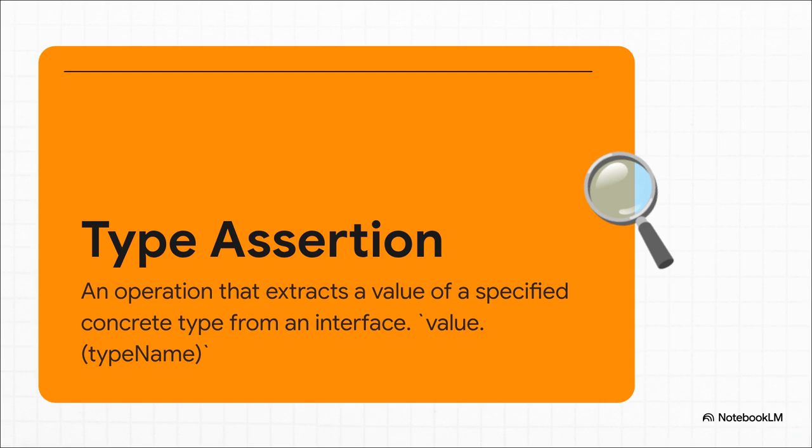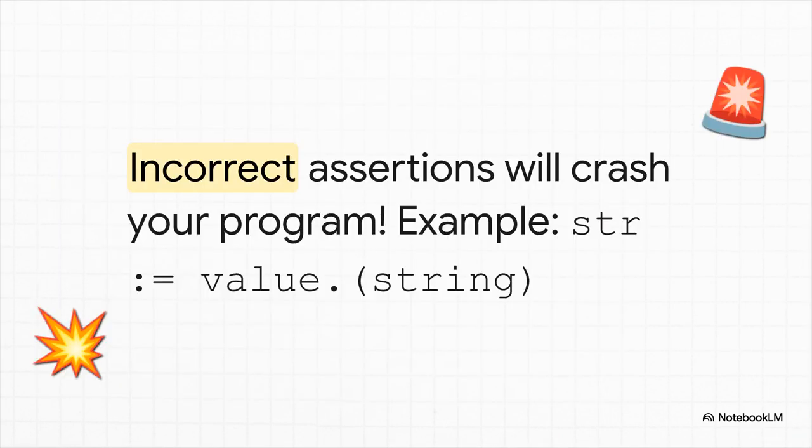It's you, the programmer, making an explicit request to unwrap the interface and get that concrete value out. But, and this is a huge but, there's a catch. If you're wrong, if you assert that the value is a string, but it's really an integer, your program is going to panic. It's going to crash hard. This direct assertion is basically you telling the compiler, look, I am 100% positive about this type, and if I'm wrong, well, I accept the fiery consequences.